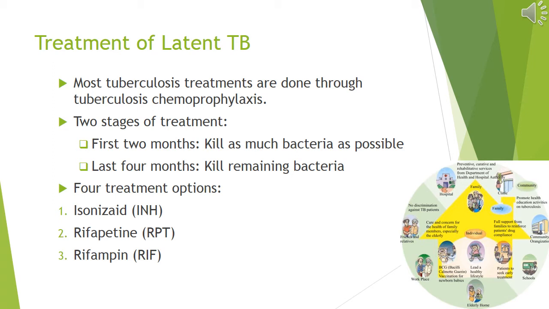During the last 4 months, the main objective is to kill any remaining bacteria. Still using multiple drugs, this allows for the bacteria to be targeted in multiple ways. It also makes it less likely that the bacteria will develop a resistance to treatment. There are 3 treatment options: INH, RPT, and RIF.